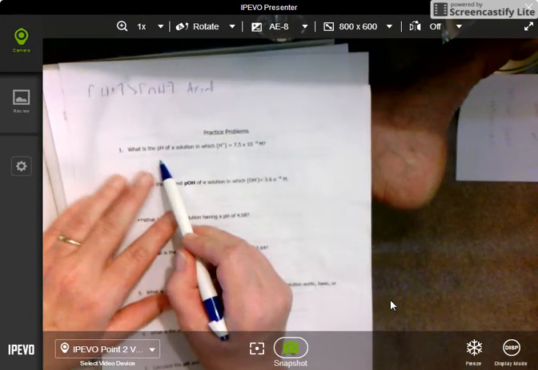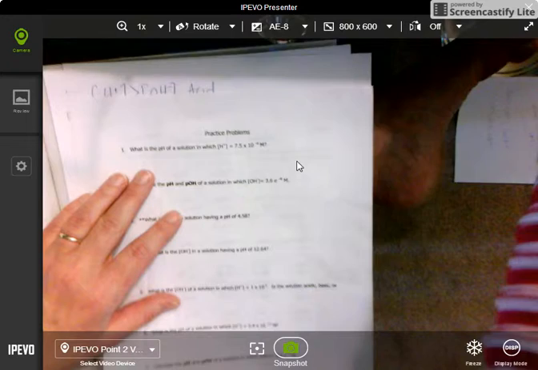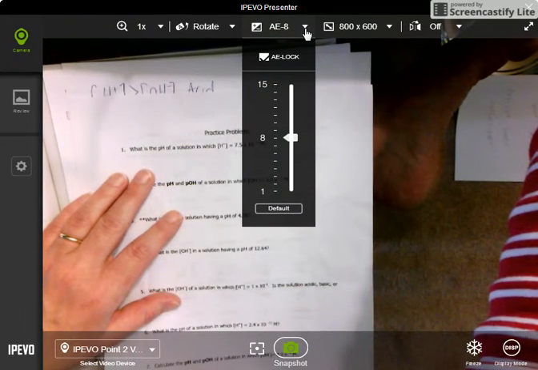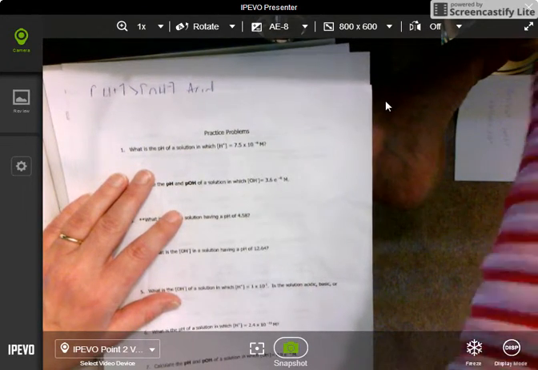Okay, so we're going to start with this right here. And let me get you in. Let me get autofocus. Oh, it isn't supposed to be an autofocus. Darn it. It seems to be jumping around.